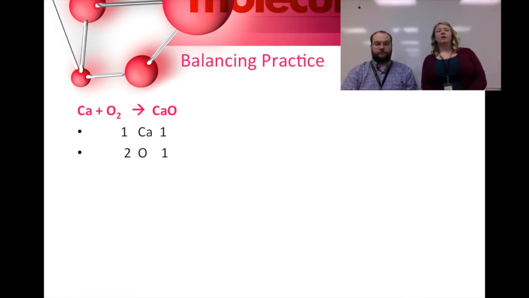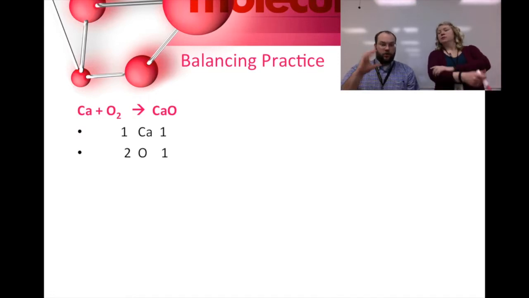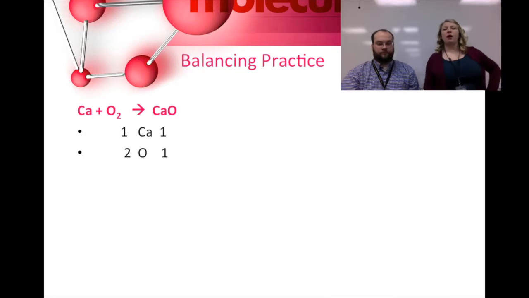Now, the only thing I cannot do is add subscripts. I can't do the little numbers. I can only put big numbers in front of things. You can only add coefficients in front.